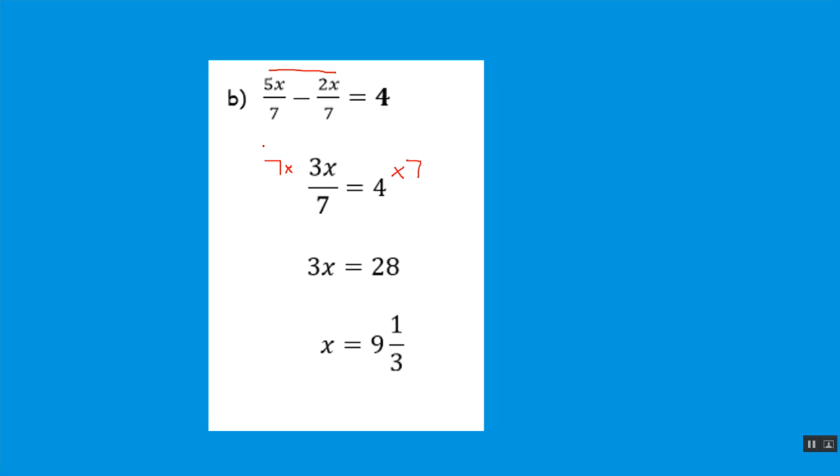On the left-hand side, when we do that, 7 cancels into 7 once. So we just get 3x. 4 7s are 28. And then we divide both sides by the number in front of x, which is 3. So divide by 3, divide by 3. 3 9s are 27. So when we divide 28 by 3, we get 9 with one remainder, which we write as 9 1/3.